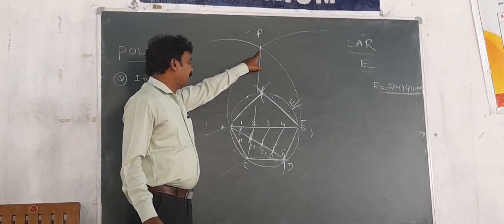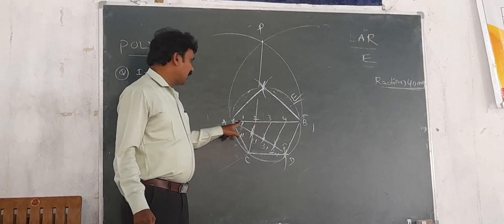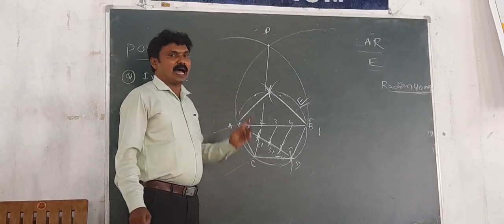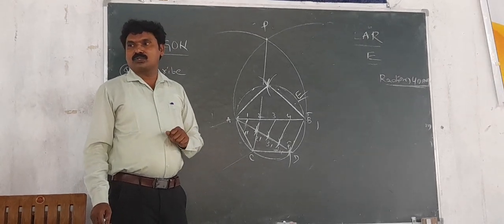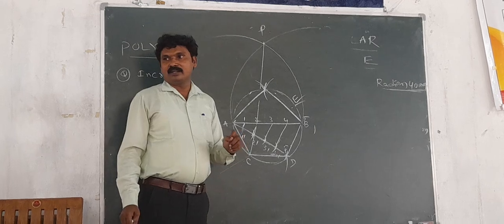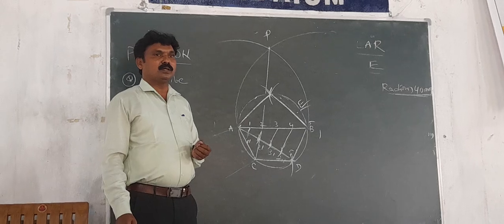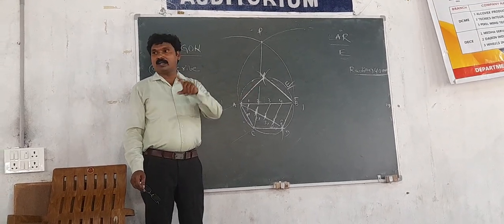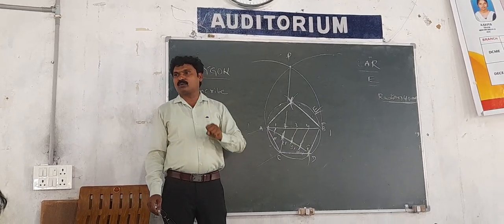Now join P to 2. As we have already divided the line AB into 5 equal parts. Why? Because in the question it is asked to inscribe a pentagon in the given circle. So by that procedure, dividing a line into any number of equal parts, please follow that procedure and divide the line AB, which you assume as your straight line. So now the straight line AB is successfully divided into 5 equal parts.